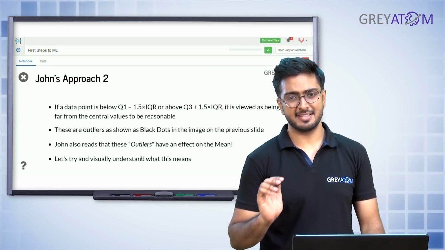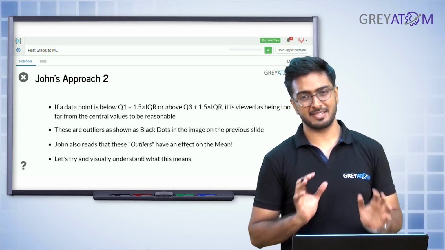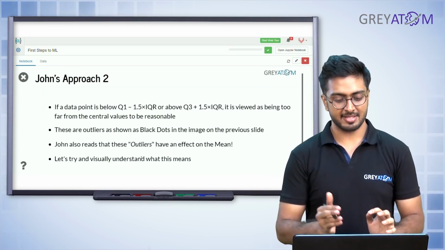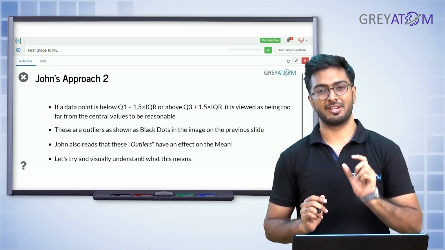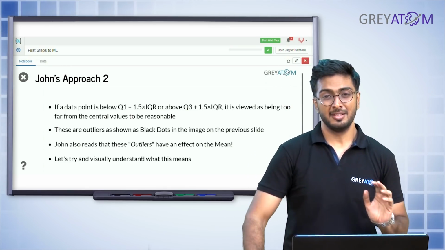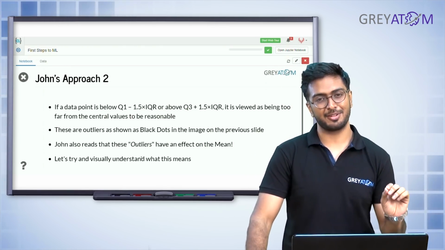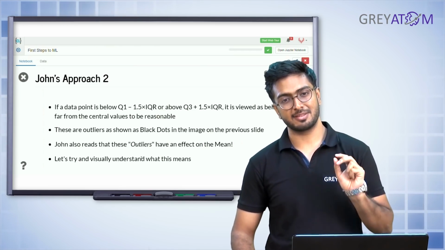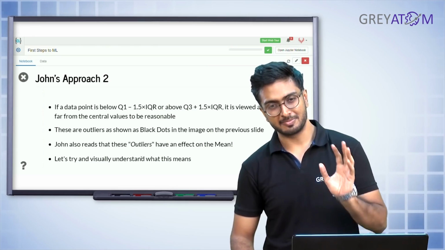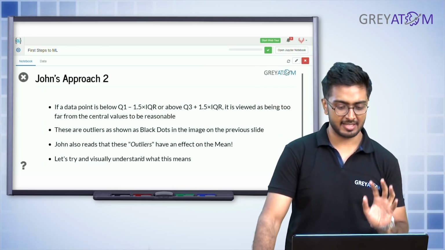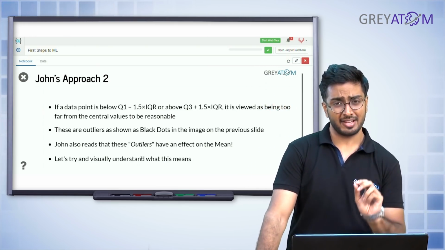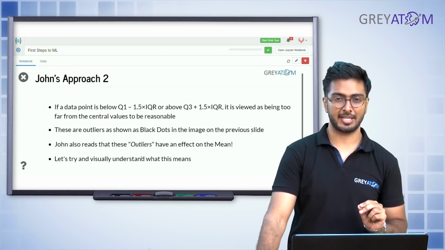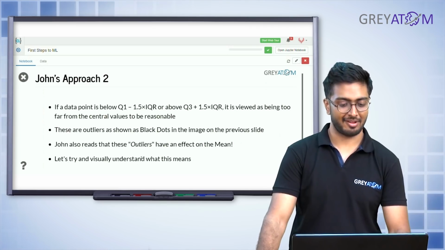But the understanding is this, that outlier as a concept is a big concept. It's a very broad concept. What we are seeing here is one simple way of defining them, but that is definitely not the most hard and fast way of defining it. And in fact, outlier detection itself is a machine learning problem. So let's just take that in, and for now understand that outliers can be understood as Q1 minus 1.5 into IQR or Q3 plus 1.5 into IQR.